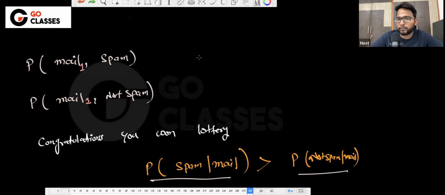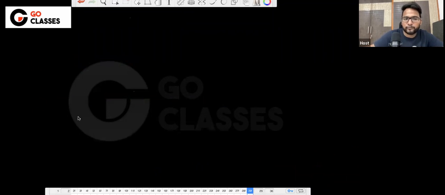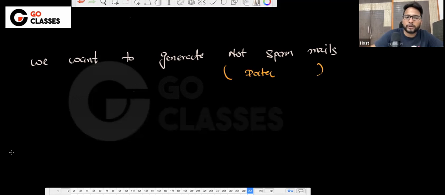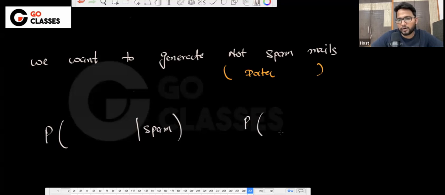Now, let's suppose you want to generate the data. Suppose we want to generate spam mails, or not spam mails, or something. I mean, we want to generate data basically, right? Essentially we want to generate some data. Now you can do one thing. You can just say something like this: the probability of that mail being spam, and the probability of that mail being not spam.